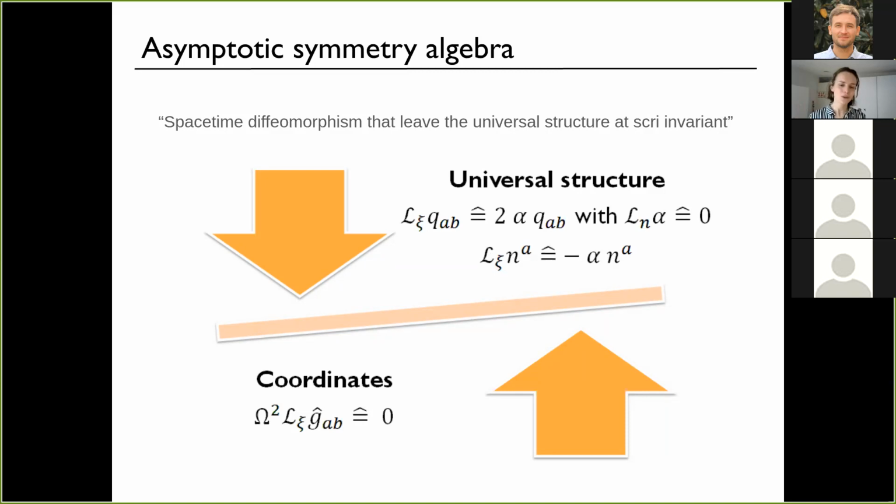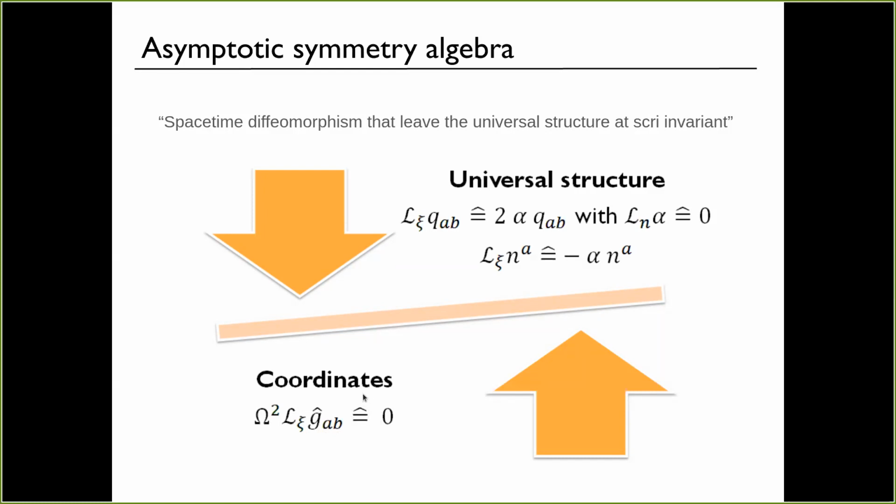But in coordinates, it almost looks more intuitive. So if you drop the hat here and the omega squared, this would just be the condition for a Killing vector field in your spacetime. But of course, most spacetimes don't have Killing vector fields. In a generic spacetime, there are no symmetries. But for this large class of spacetimes, there are these things that are asymptotic symmetries. And the asymptotic is reflected in the fact that this equality only needs to be satisfied at scry, and that you have this factor of omega squared here.